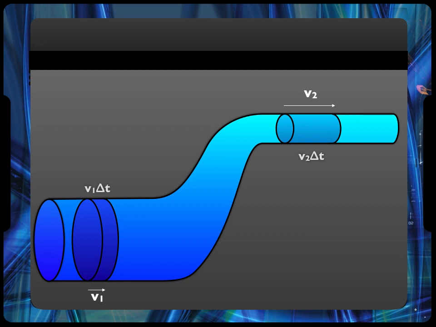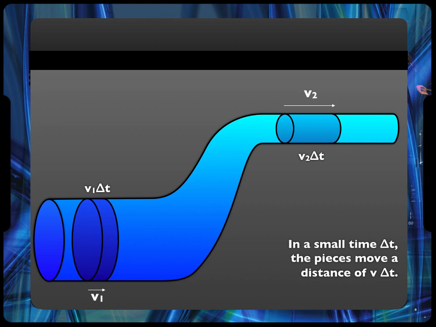Distance is speed times time. So we could say that the distance that piece of fluid moves initially is V1 times t. Later it moves a distance V2 times t in the same amount of time. So in a small time, the pieces move a distance of speed times time.